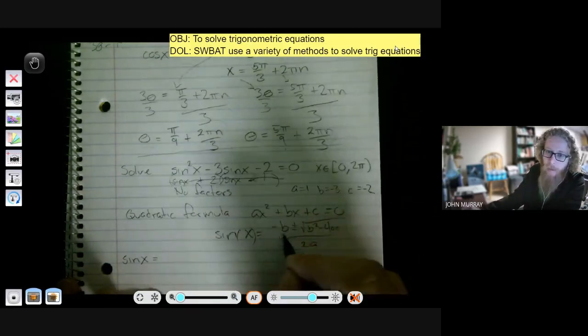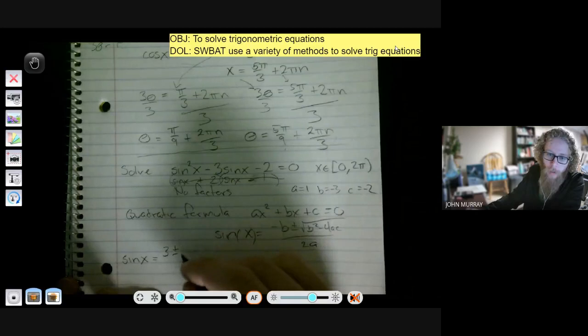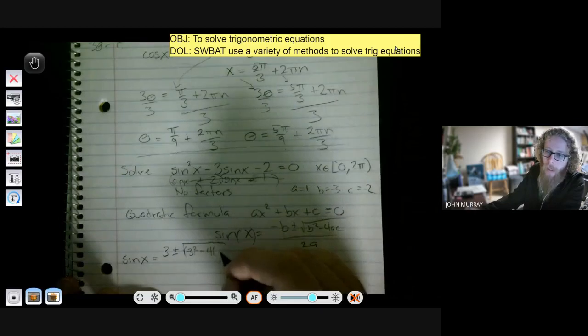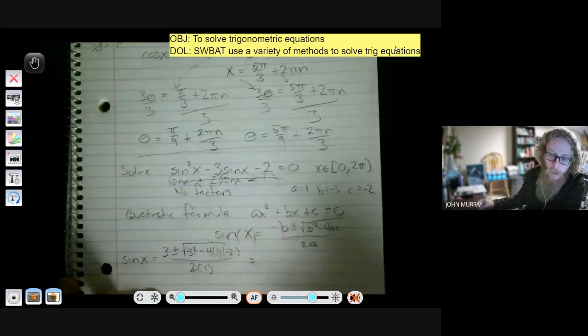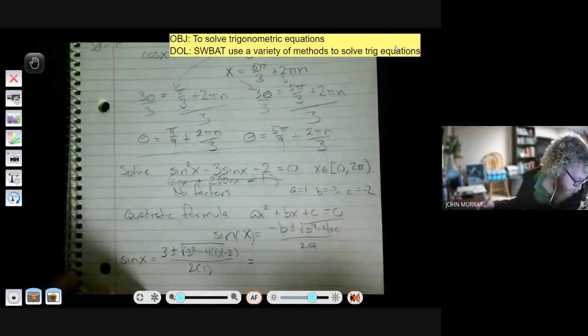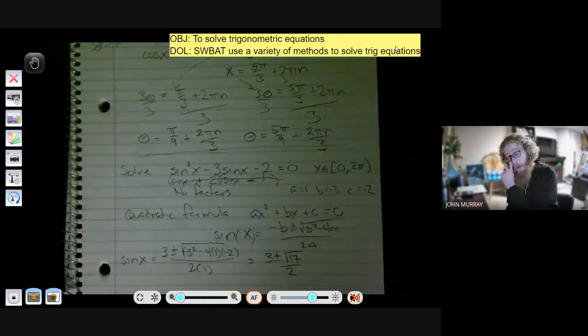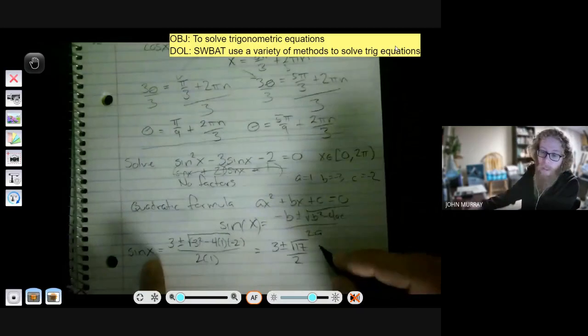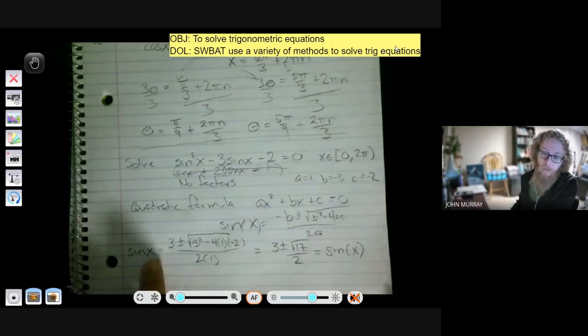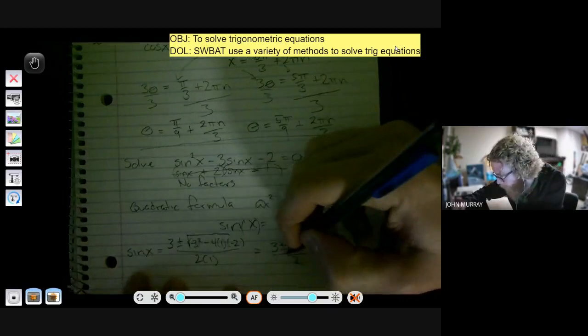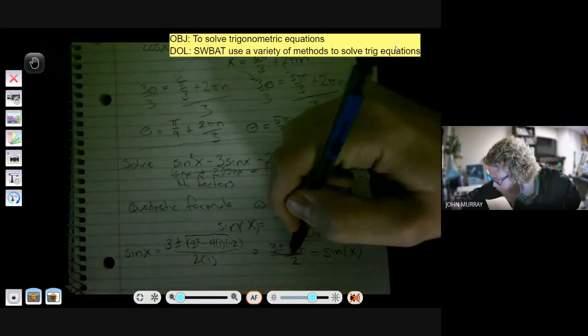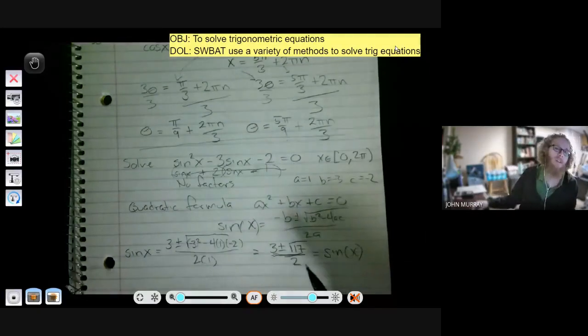So I have -3, so that gives me a +3, plus or minus the square root of -3 squared, minus 4 times A, which is 1, times C, which is -2, all over 2 times 1. We simplify underneath the square root, and I get 3 plus or minus the square root of 17, over 2. And that is equal to the sine of x. Now, when we are using the quadratic formula, there's no way I'm going to find this on a unit circle.